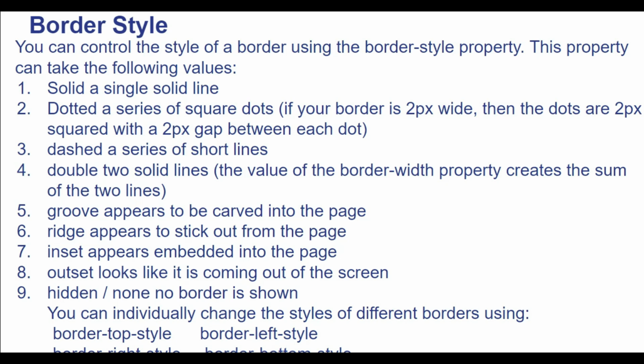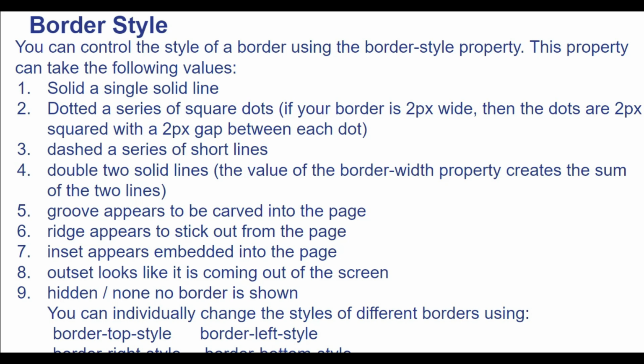Now this property can take the following values: solid, dotted, dashed, double, groove, ridge, inset, outset, and hidden, depending on what style you actually want. You have seen different border styles. Some border styles are solid, some are dotted, some of them are dashed, depending on what style you want your box to give.